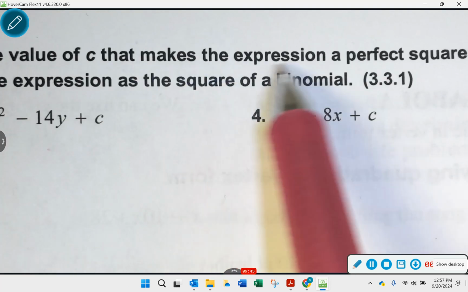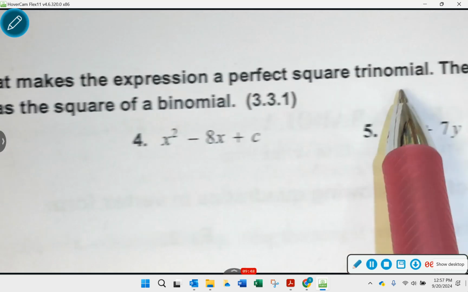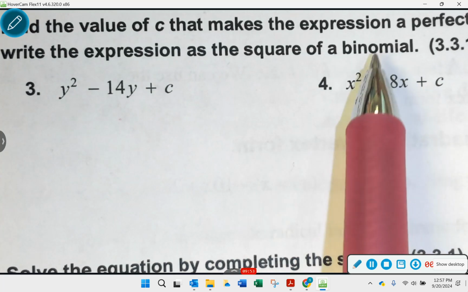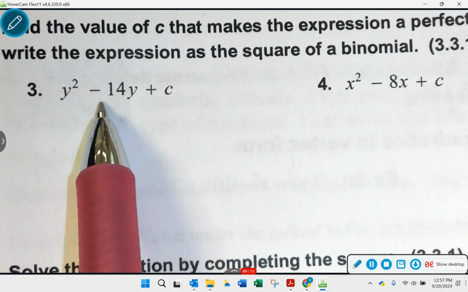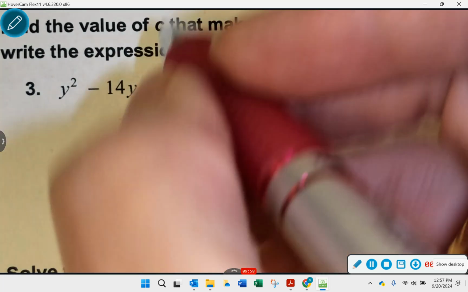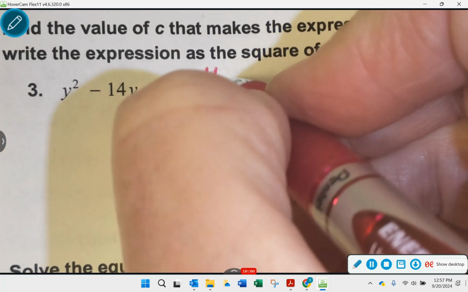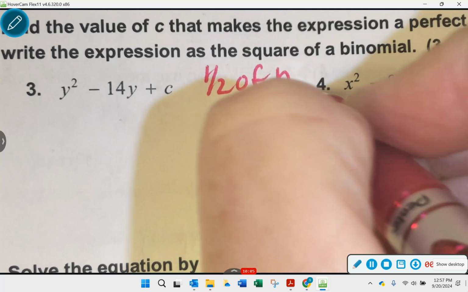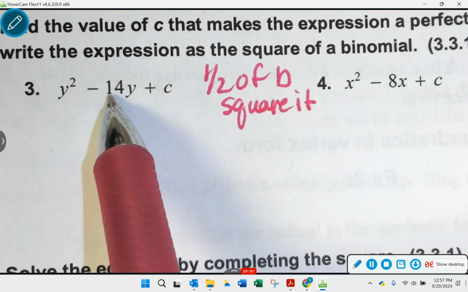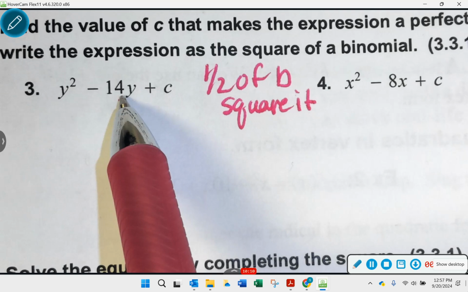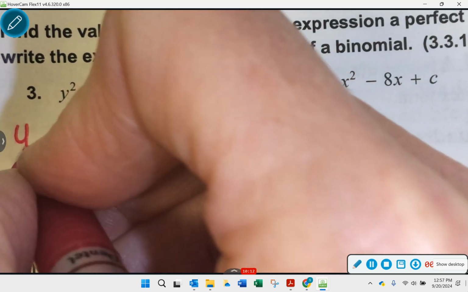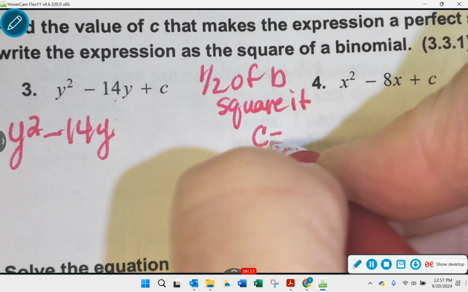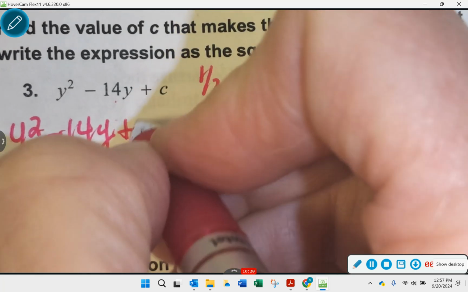Find the value of c that makes this expression a perfect squared trinomial. Then write the expression as the square of a binomial. Well, all we have to do is look at b. We take half of b and we square it. So what's half of 14? Square it. Okay, so now we're going to have y squared minus 14y, and we just said c is going to be 49 for that problem, so plus 49.